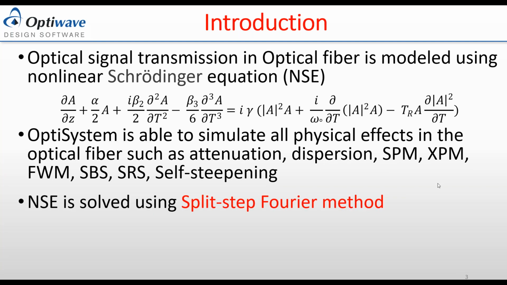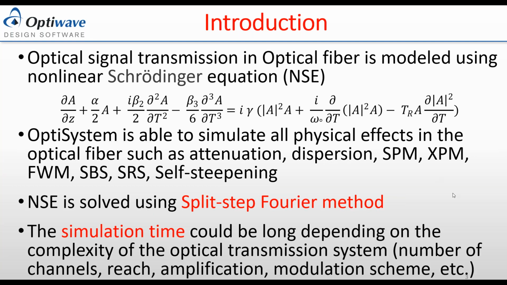The nonlinear Schrodinger equation is solved using the split-step Fourier method. Depending on the complexity of the transmission system, the number of wavelengths or channels used, the reach, and the modulation scheme used, this calculation could take many hours. A solution to minimize this calculation time is the GN model.